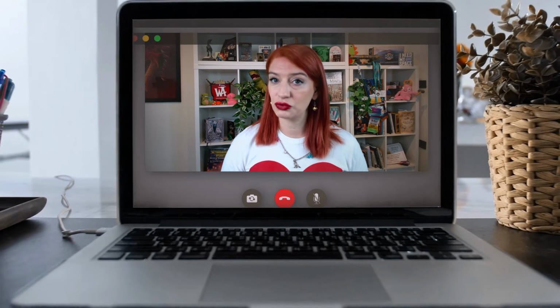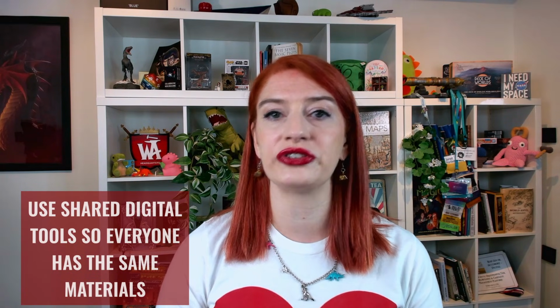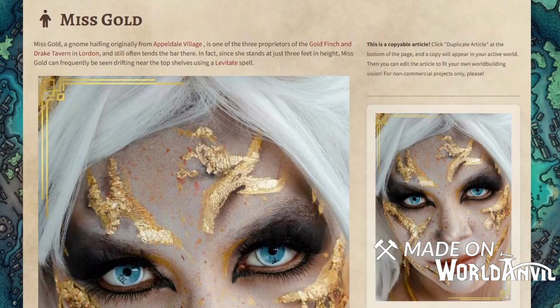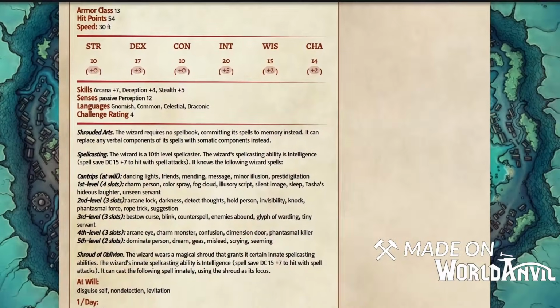Set your players up on a video call, and most of us are pretty comfortable on those these days, and use shared digital tools so everyone can reference the same maps, handouts, and notes. And yes, World Anvil is obviously an incredible tool for this. It keeps your lore, NPCs, maps, monsters, stat blocks all shareable among the whole group. Plus, it means you can reference character sheets and loot even when your players don't show up. Hybrid GMing turns a logistical nightmare into a smooth, everyone's included solution.